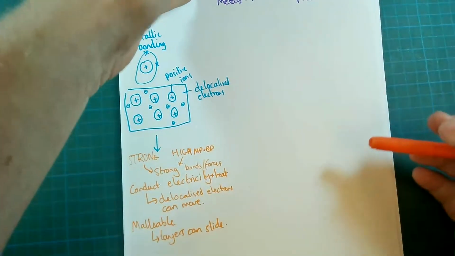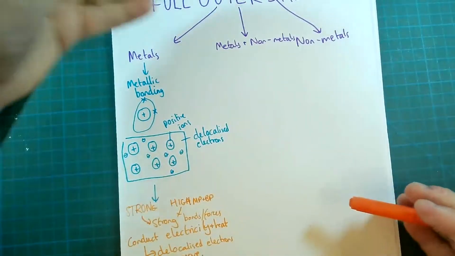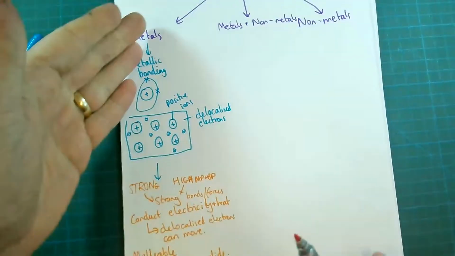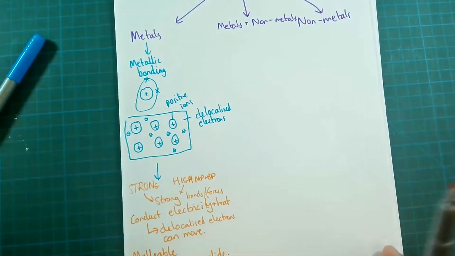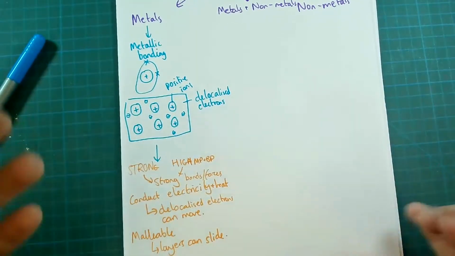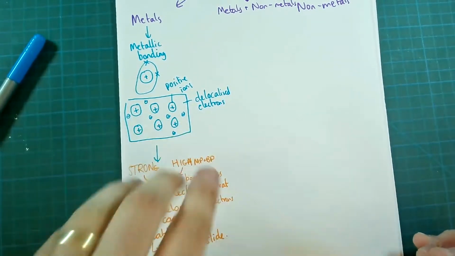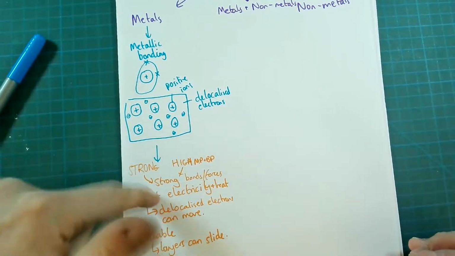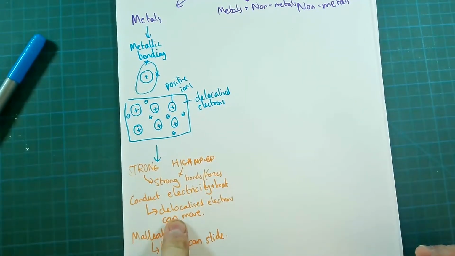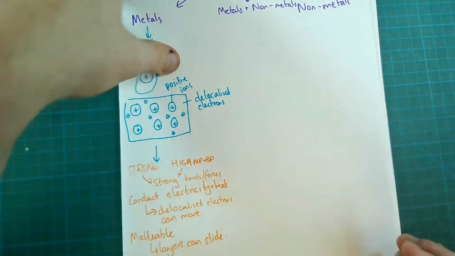Okay, so start off with the idea that we're looking at metals. They do metallic bonding. What is it about metallic bonding that translates into the real world? They're strong, with a high melting point and boiling point. That points to a strong bond. They can conduct electricity and heat. That tells us there are delocalized electrons that can move. And they're malleable, because the layers can slide.